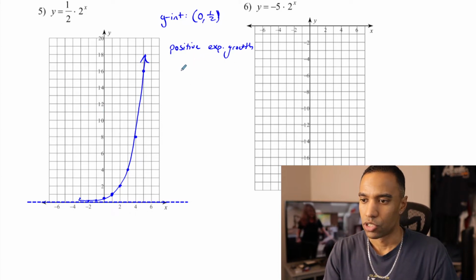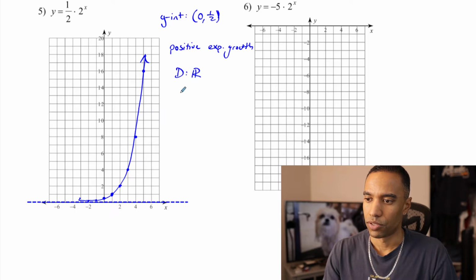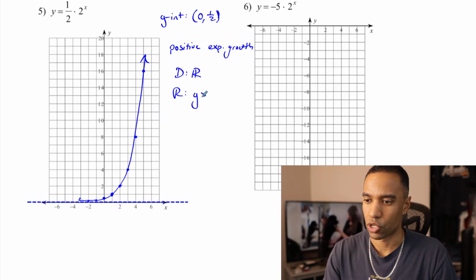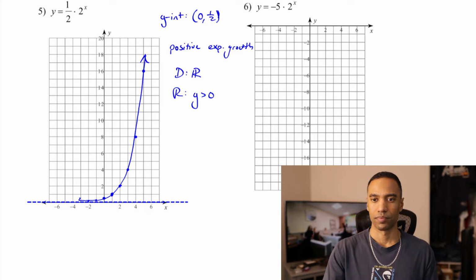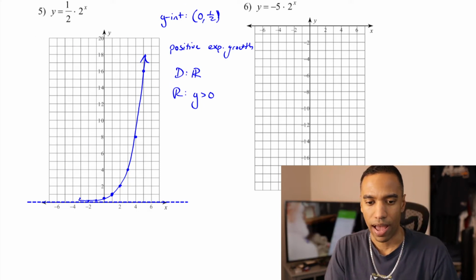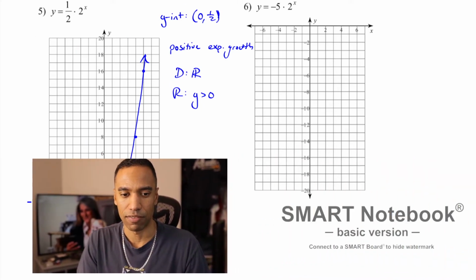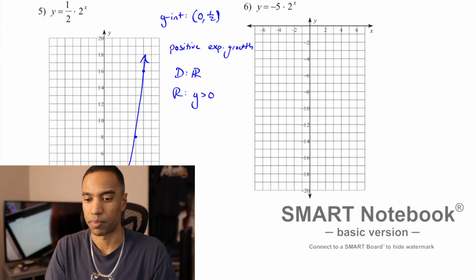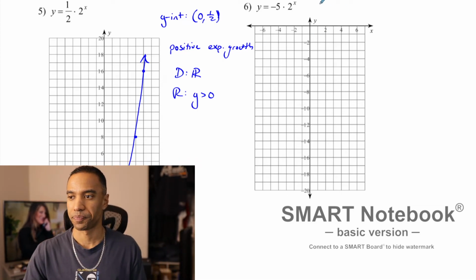What else am I missing here? Domain and range. All real numbers. Range is y is greater than 0. Okay. This is the last one to graph. After that, we're going to be given 2 graphs, and we're going to write the equations from them. So you can see how it's kind of speeding up here at the end.